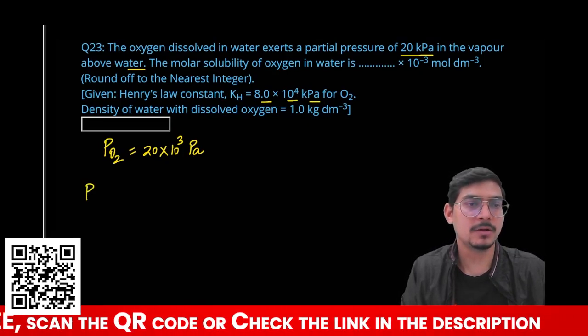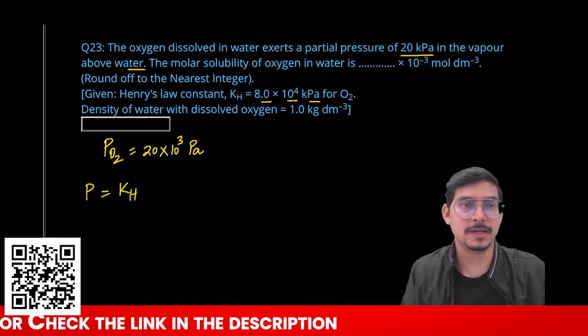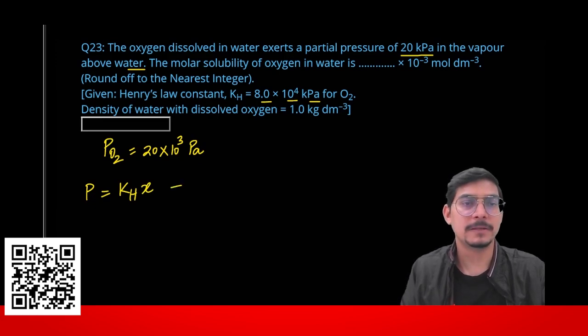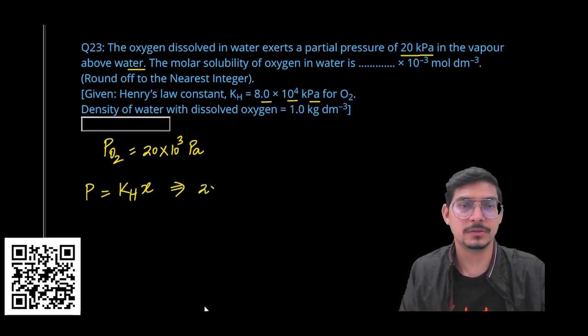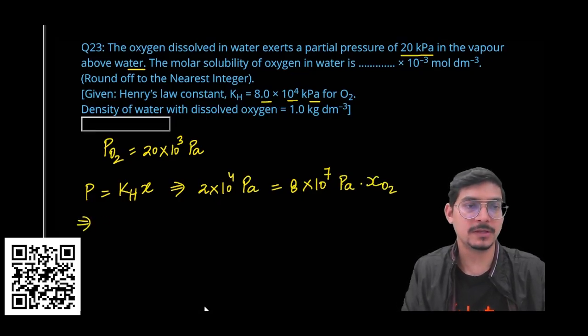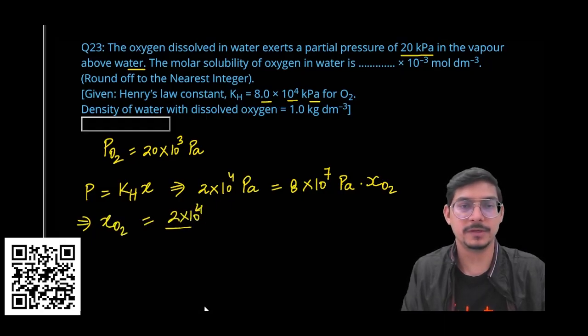So using the Henry's law equation, which says that the partial pressure of a gas is given by Kh times x, where Kh is Henry's law constant and x is the mole fraction of the gas in the solution. Substituting the given values, the partial pressure of oxygen, 2 multiplied by 10 raised to the power 4 pascal, is equal to Henry's law constant, 8 into 10 raised to the power 4 kilopascal, which will become 8 into 10 raised to the power 7 pascal, multiplied by the mole fraction of oxygen. From here, we can calculate the mole fraction of oxygen, which would be 2 multiplied by 10 raised to the power 4 divided by 8 multiplied by 10 raised to the power 7. So this would be 1 by 4 multiplied by 10 raised to the power minus 3.